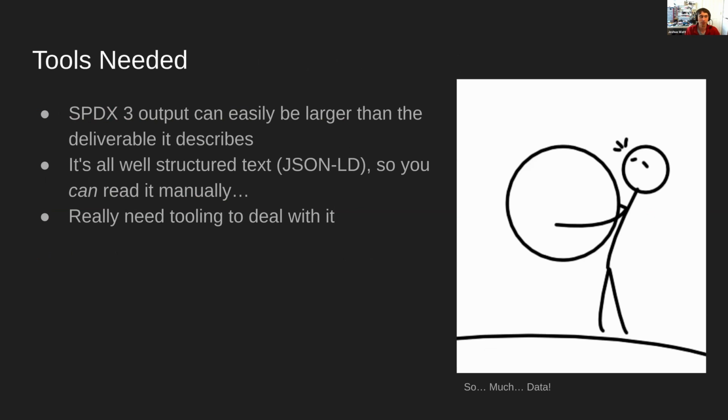All right, so the question I always get is, I have a document. What do I do now? So the shorter answer is we need tools. It's pretty easy to generate SPDX3 output that's larger than the deliverable you're describing, because compilers are actually really good at compressing source code. And that's great, but it is a lot of data. And it's all well-structured data. It's JSON LD, so you can read it manually, but really you're going to want to use tools to deal with this stuff.